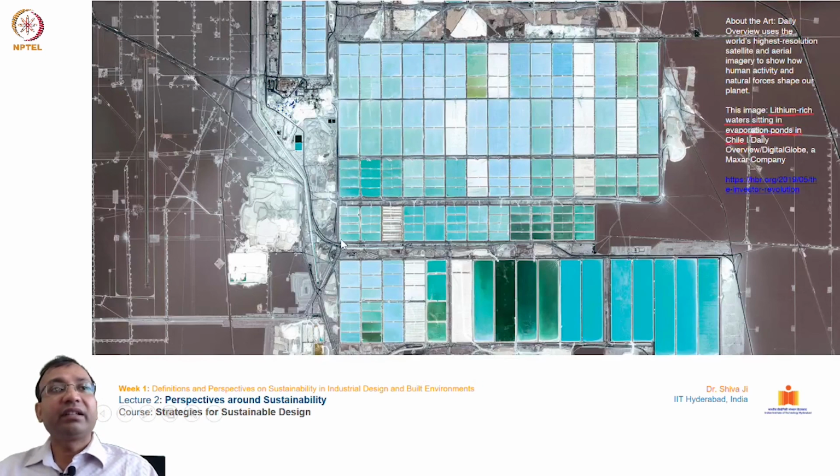So we are almost at the end of this portion of lecture 3. You can see what comes to your mind by seeing just this picture. Don't look at the text. It looks like a very beautiful piece of photography. This picture is an image from a satellite. It shows the lithium-rich water sitting in the evaporation ponds in the country of Chile.